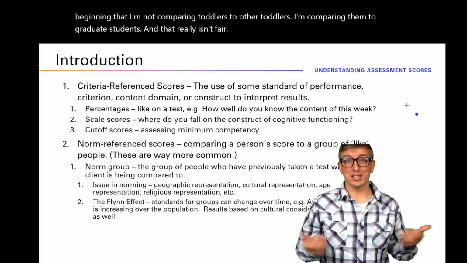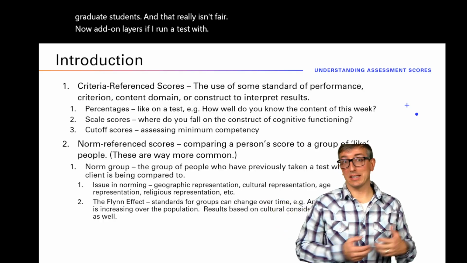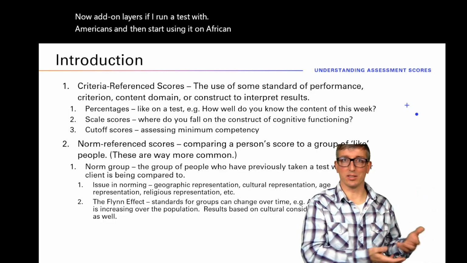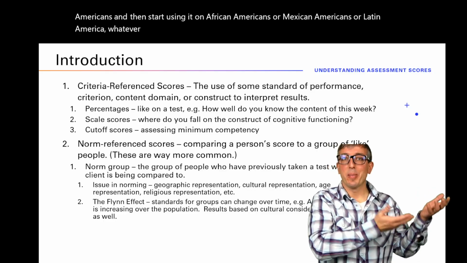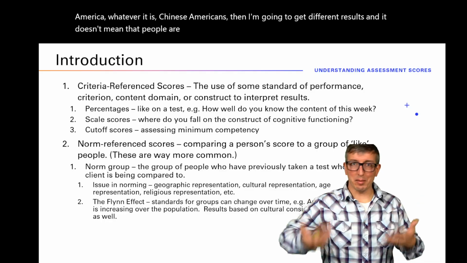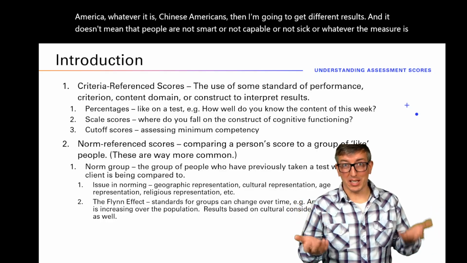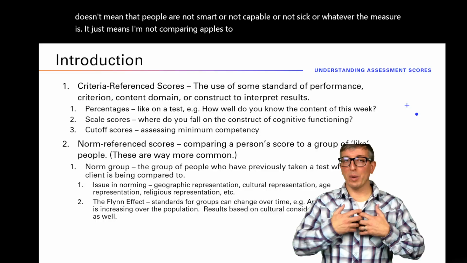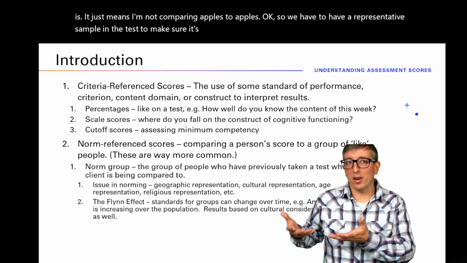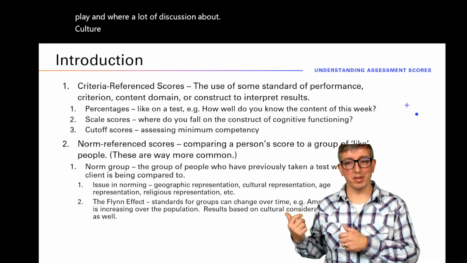Now add on layers. If I run a test with European Americans and then start using it on African Americans or Mexican Americans or Latin Americans, Chinese Americans, whatever it is, then I'm going to get different results. And it doesn't mean that people are not smart or not capable or not sick or whatever the measure is. It just means I'm not comparing apples to apples, okay? So we have to have a representative sample in the test to make sure it's a fair assessment. And this is where our ethics come into play and where a lot of discussion about culture and diversity can fit in here.